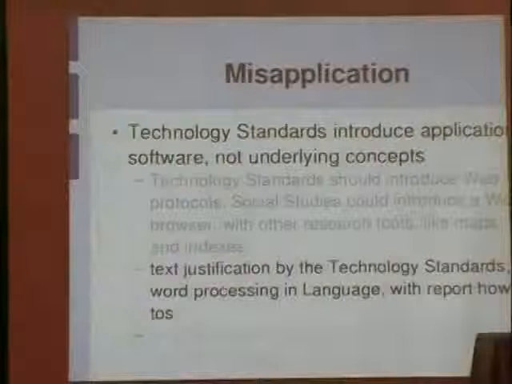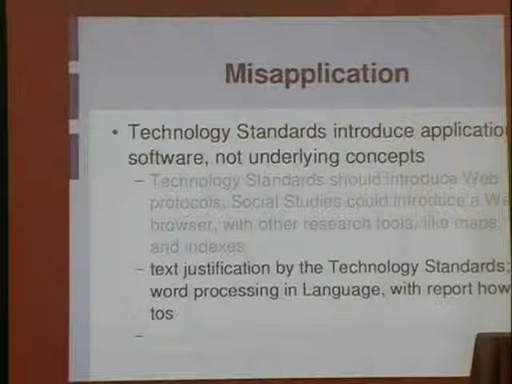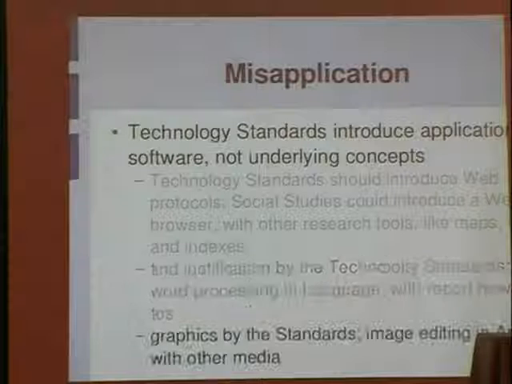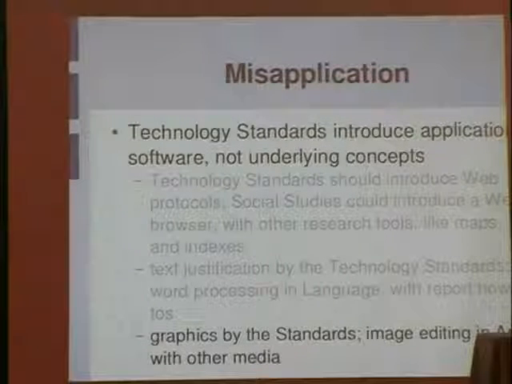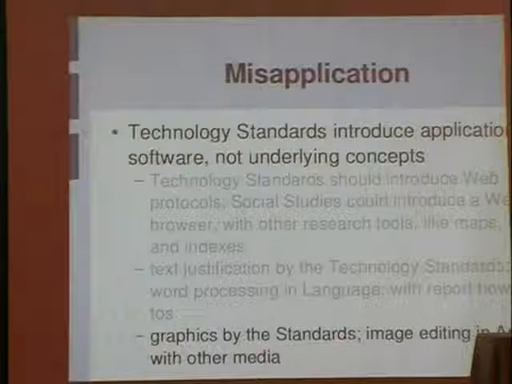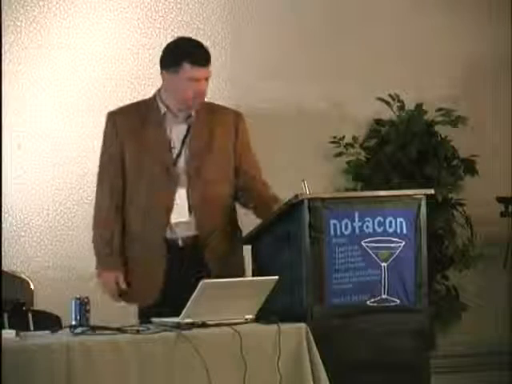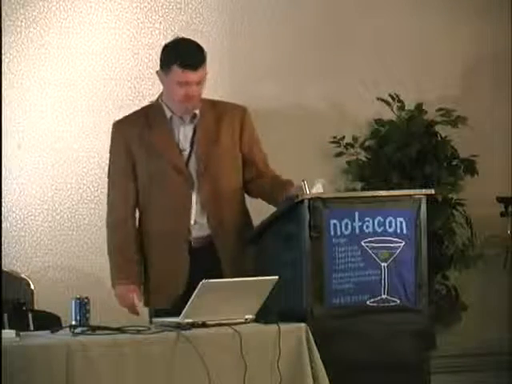Text justification should be covered by the technology standards, whereas word processing, which is what it currently says in the technology standards, I think should be covered in English class. Graphics standards, they talk about using a mouse to paint a picture. I think this could be done in an art class. The social mandates kind of bothered me, mostly because of the presumptions that they made.